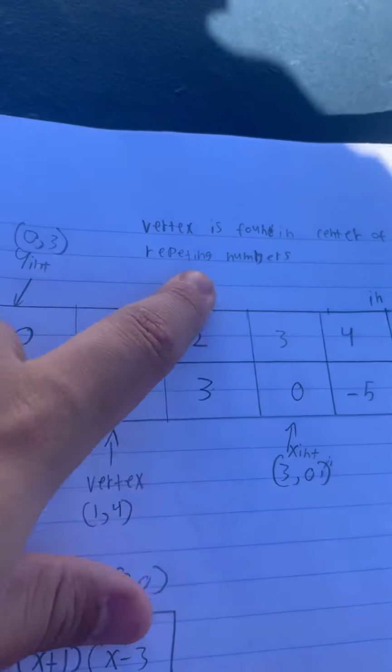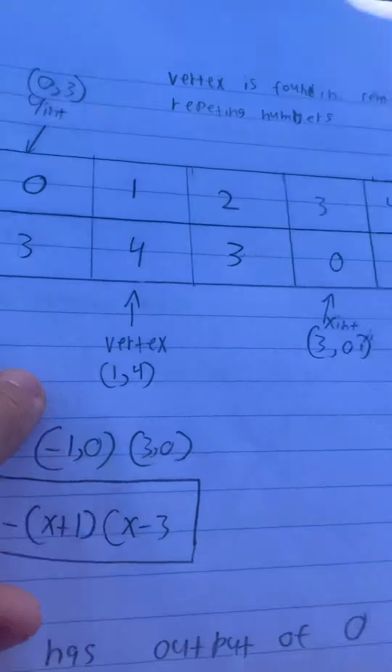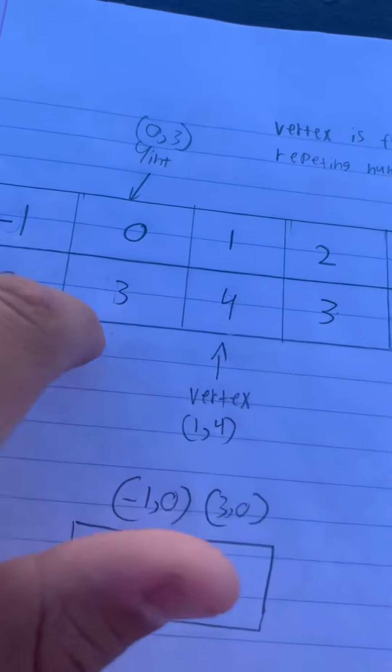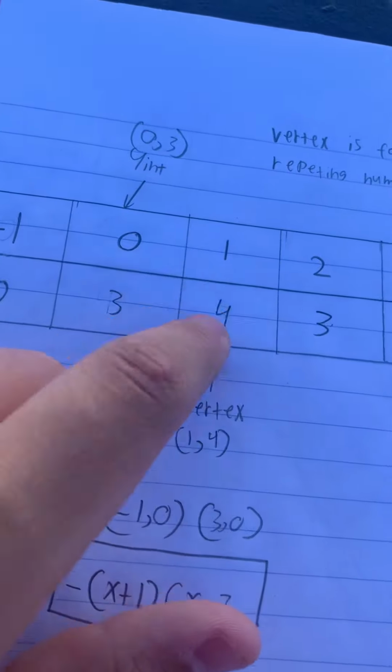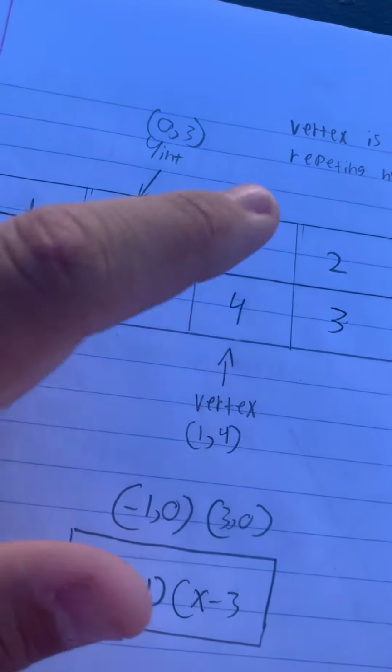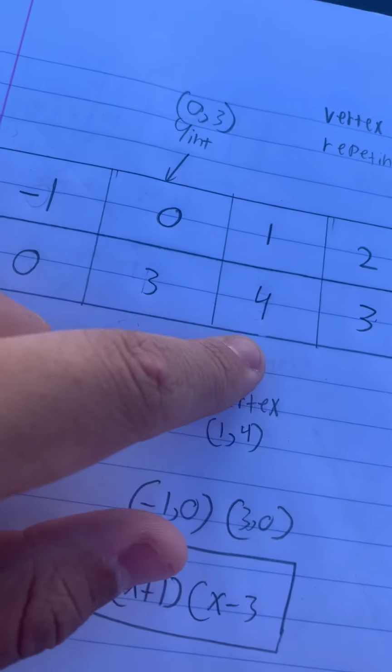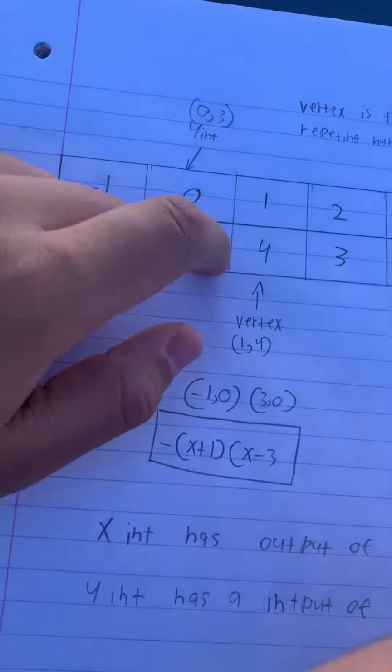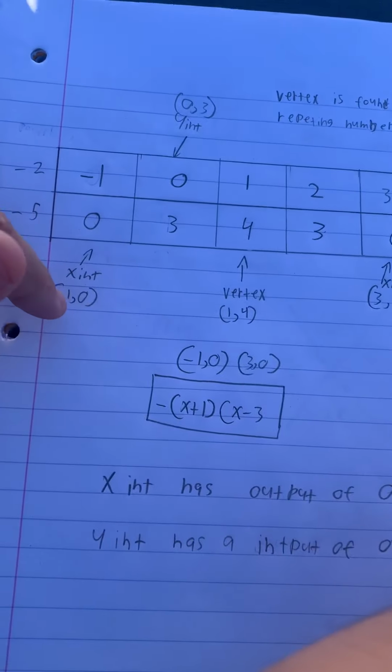The vertex is found in the center of the repeating numbers. So the repeating numbers are 3s, and our 4 is our vertex. Our 4 is the vertex for all of them, coincidentally. So that is our vertex because it's in the middle of these two repeating numbers.